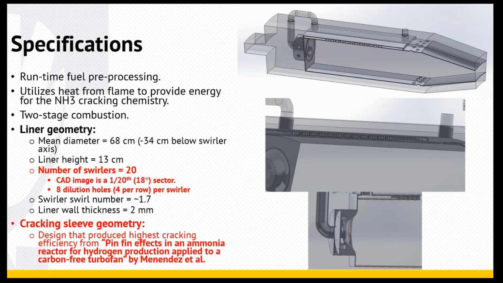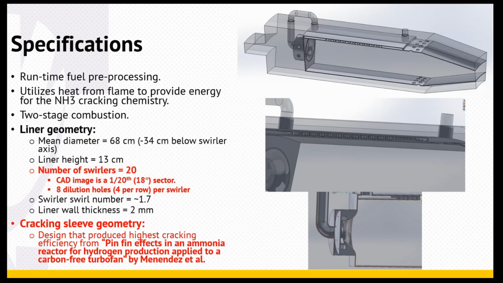And so again, the thing that makes this unique is that the cracking and combustion happens all in one environment. This is an annular combustor with a mean diameter of 68 centimeters, so minus 34 centimeters below the axis of the swirler. And the number of swirlers is about 20. That's how many I was able to fit into this thing.